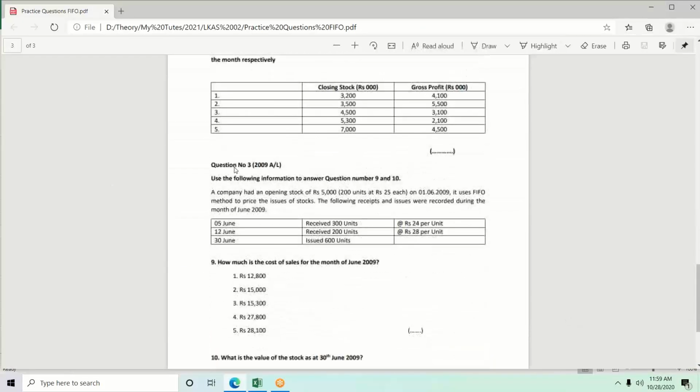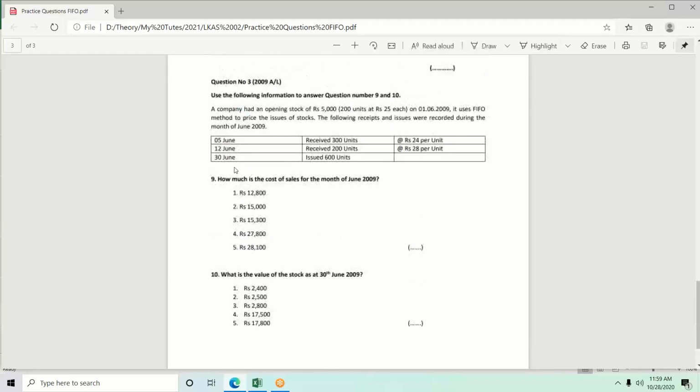Right, okay. Now with that idea, we will move to the last question. This is one of your past paper questions. You can see the standard of the past papers. The company had an opening stock of 5,000 units. How did you get that 5,000? 200 into 25. On 1st June, it uses the FIFO method to price the issues of the stock. The following receipts and issues are recorded during the year. You had opening stocks and there were issues. You are supposed to calculate the cost of sales and the value of the closing stock.